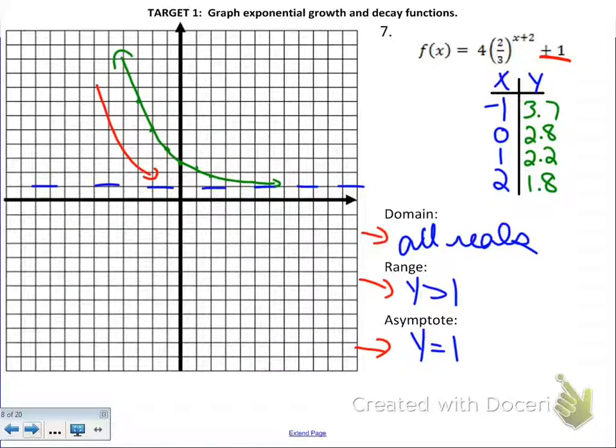How could we have seen that from the beginning of the problem, you ask? Well, the number that's being raised to the power is 2/3. Because that is in between 0 and 1, that means it's going to be an exponential decay problem, and the graph is going to be going down.